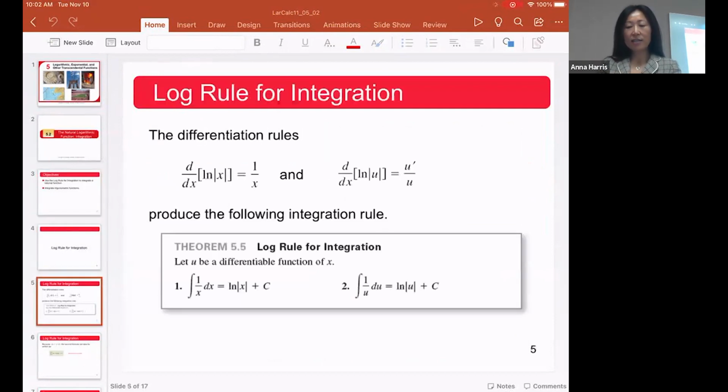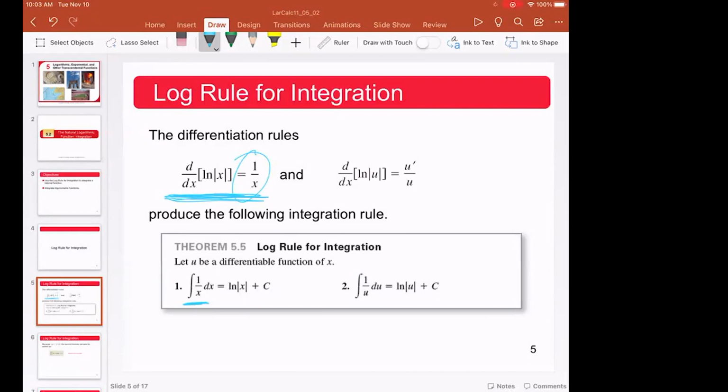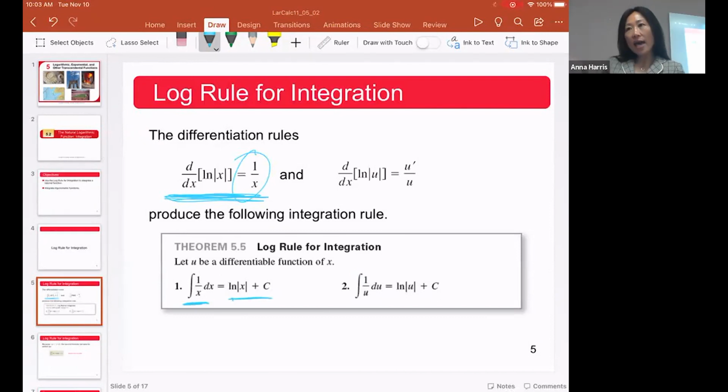Log rule for integration. As we did last time in 5.1, we took the derivative of log functions, right? Now we're going to do the antiderivative. We know the derivative of natural log is 1 over x. So if I want to go back, the antiderivative of 1 over x gives me what? Natural log of the absolute value of x. Because remember, natural log cannot take a negative number, because our graph looks like that. So we only have positive numbers. That's why you have the absolute value of x in natural log of x plus c.